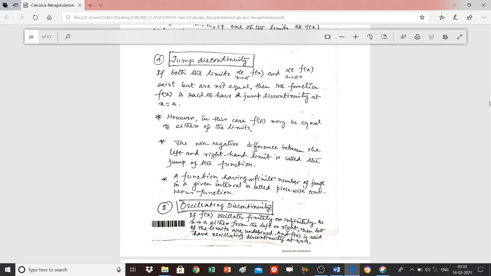Jump discontinuity is the next one. It is when both the limits, that is the left hand limit and the right hand limit, exist but are not equal.